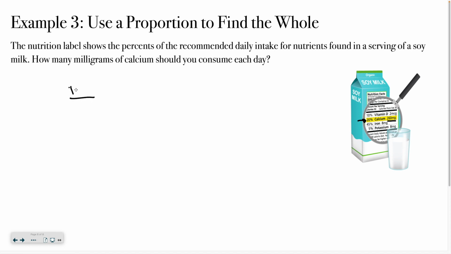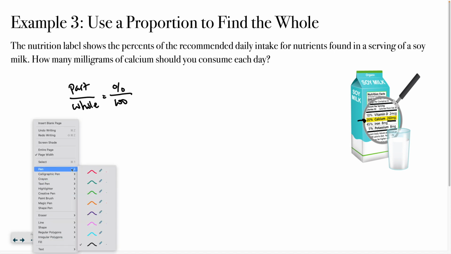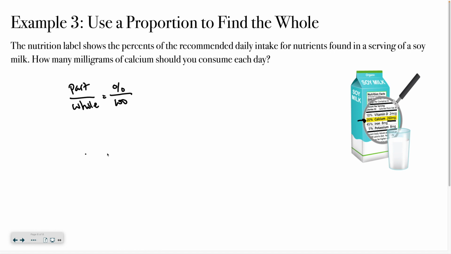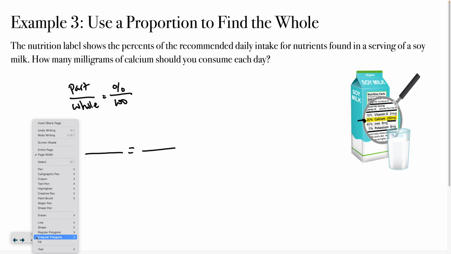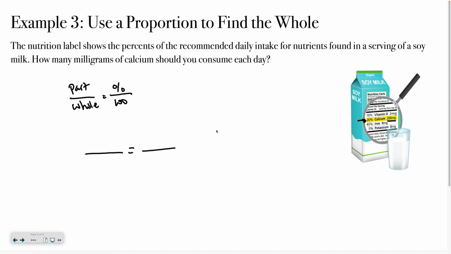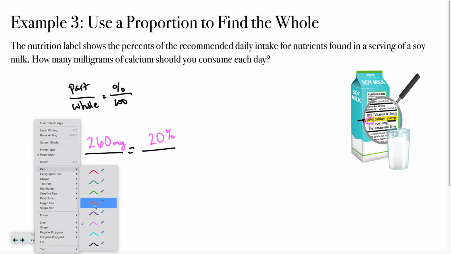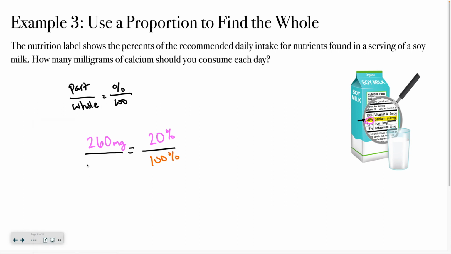So again, part, whole, and percent over 100. We have the part, right? It tells us exactly how many milligrams are in a serving. So the 260 milligrams is going to represent my part, and I know that that is 20% of the daily value. Now it's still going to be over 100, but I don't know what the recommended daily value is. I just know what part of it is.